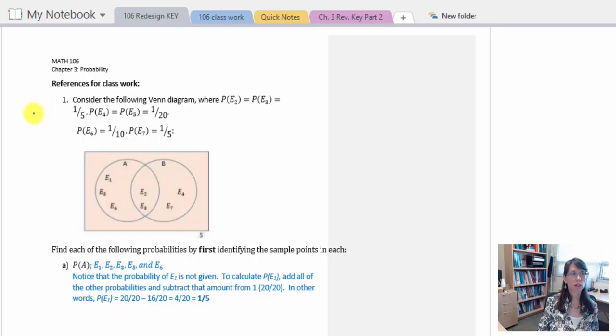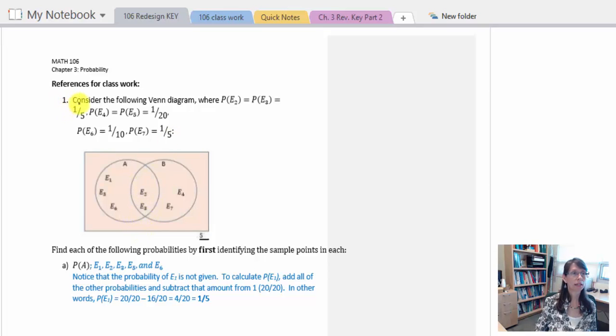In our first reference for classwork today, we're considering the following Venn diagram. You can see that in the Venn diagram, we already have our box, which represents the universe. S represents the sample space. And we have two circles, which means we have two events, event A and event B. In event A, we have 5 different points, and in event B, we have 4 different points. You might also notice that since these events are overlapping in this shaded region, we do have an intersection to consider.